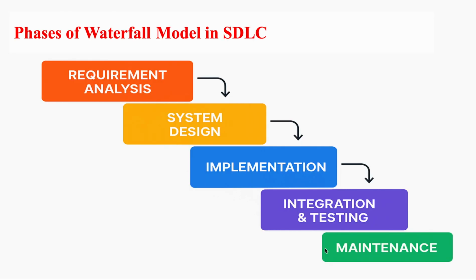Here, you can see the phases of waterfall model in SDLC. It's a very clear and step-by-step process. We start with requirement analysis where we gather and document what the system should do. Then comes system design, planning how the system will be built. Next is implementation, where developers actually write the code. After that, we move into integration and testing to make sure everything works as a complete system. And finally, we have maintenance, keeping the system updated and running smoothly after it's deployed.